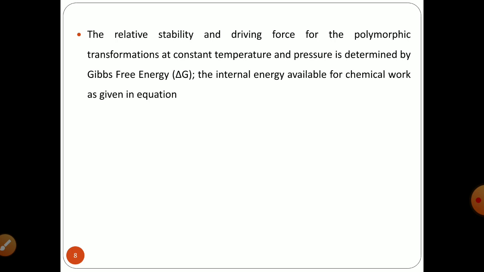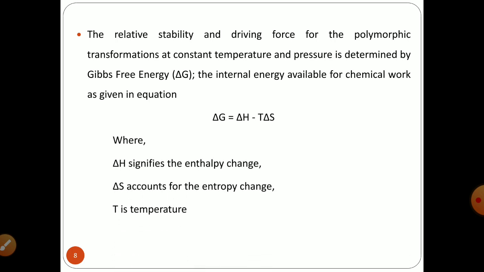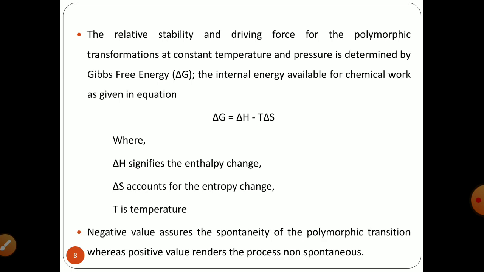So the polymorphic transformation from form 1, form 2, likewise, is given by Gibbs free energy, and the internal energy available for chemical work is given by the equation delta G equals delta H minus T delta S, where delta H signifies the change in enthalpy, delta S shows the change in entropy, and T is the temperature. When you solve this equation and get a negative value, this negative value assures the spontaneity of the polymorphic transition.